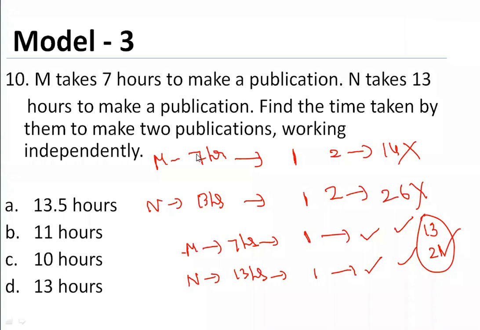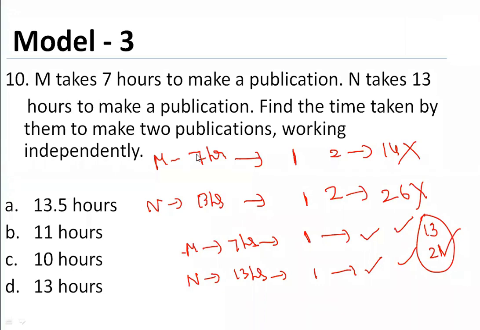Actually, the point is you have three ways. Either you can give the task of making two publications to M or N or both the persons. If you give it to M, he'll take 14 hours. That's not there in the options, so that's not the case. If you give it to N, he'll take 26 hours. It's not there in the options, so it's not the thing that you have to do.